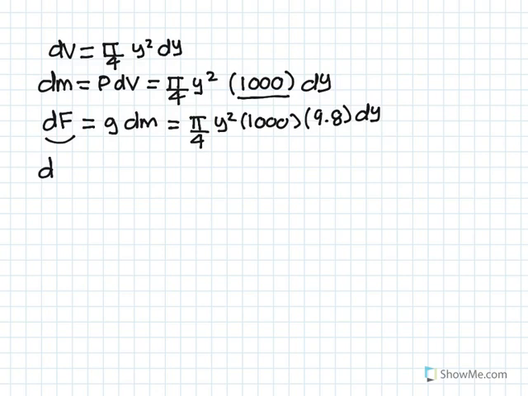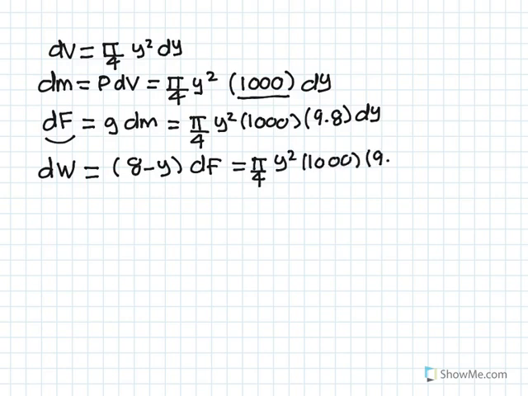Let's find dW, the work required to pump this slice of water over the top. That's going to be force times distance. The distance we found to be 8 minus y, times the change in force dF. So we have pi over 4 times y squared times 1,000 times 9.8 times the distance, which is 8 minus y, times dy. So this represents the work required to pump out this thin cylindrical disk of water over the edge of the conical tank, 8 minus y meters.